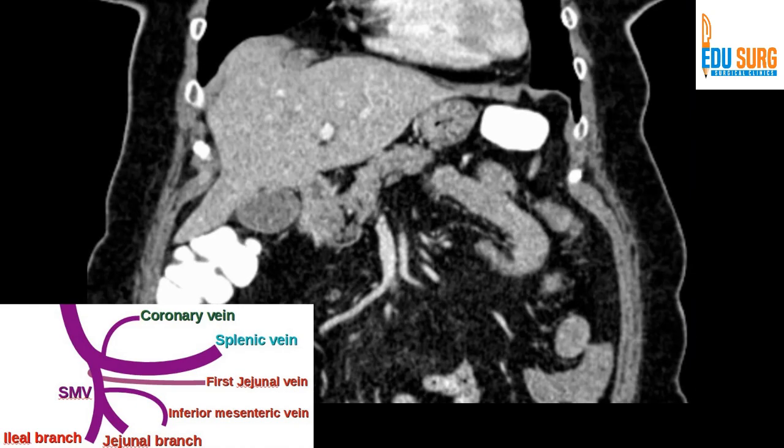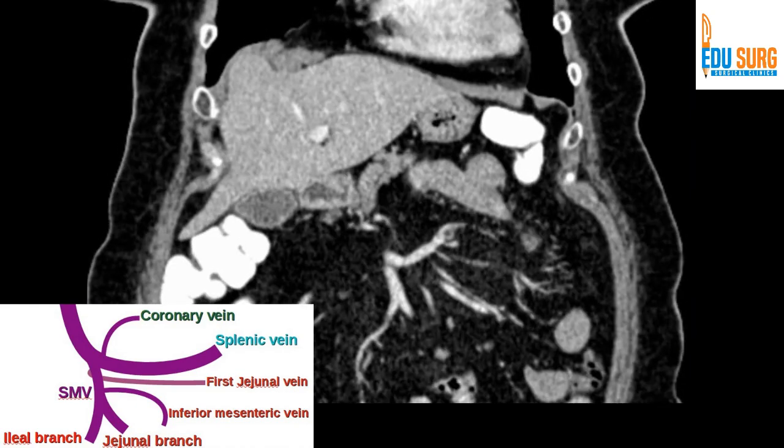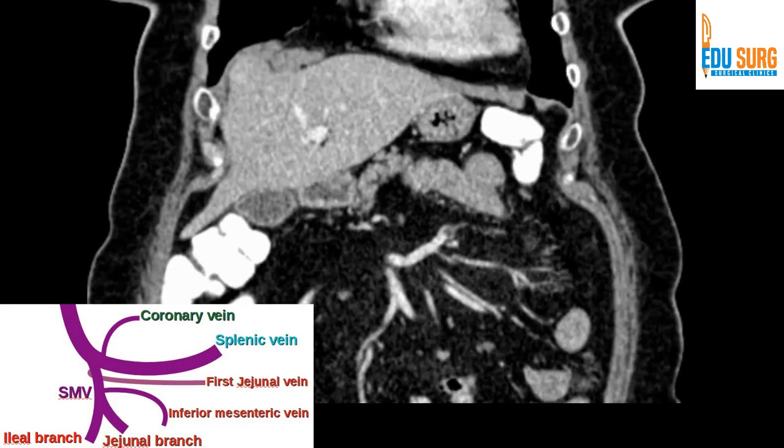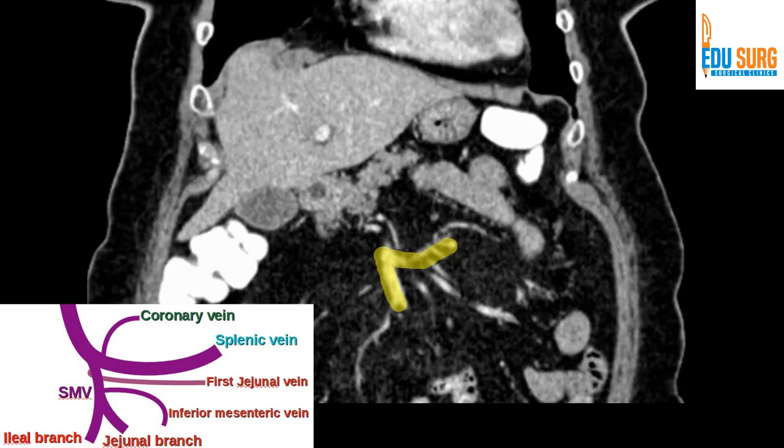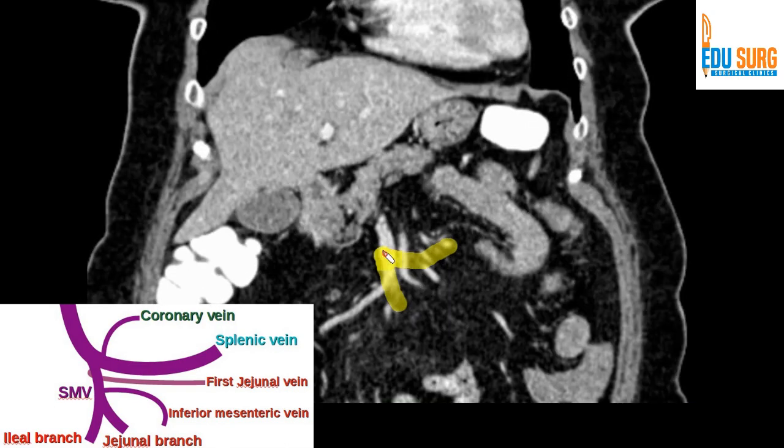Two branches that predominantly form the SMV are the ileal branch and the jejunal branch, and these two are very important branches that form the SMV. So you should know the two major branches, the jejunal branch and the ileal branch. These are the branches which form the SMV.